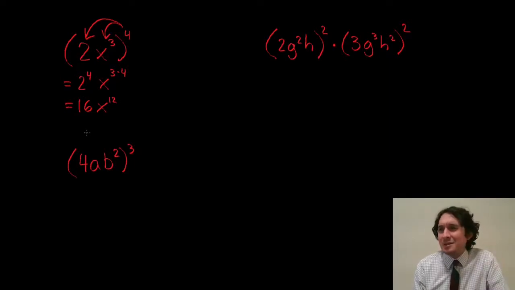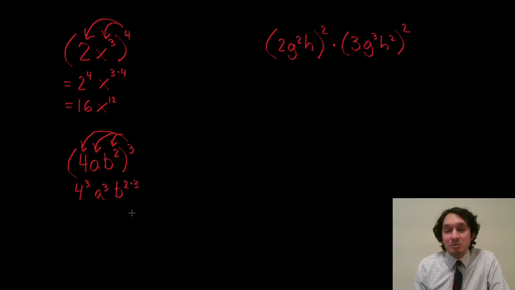I'm calling them things, I really should call them factors. There are 3 factors inside of these parentheses. Each one of them is going to get this power of 3. The b, however, already has a power, and so we're going to raise 4 to the power of 3, and a to the power of 3, but b already has a power, so we're going to multiply the existing powers.